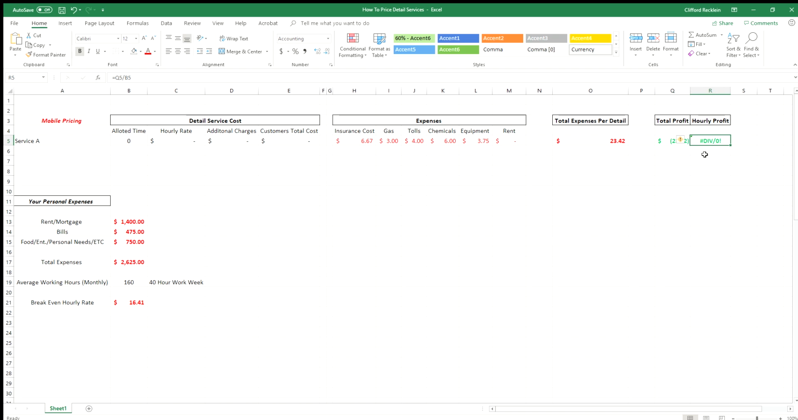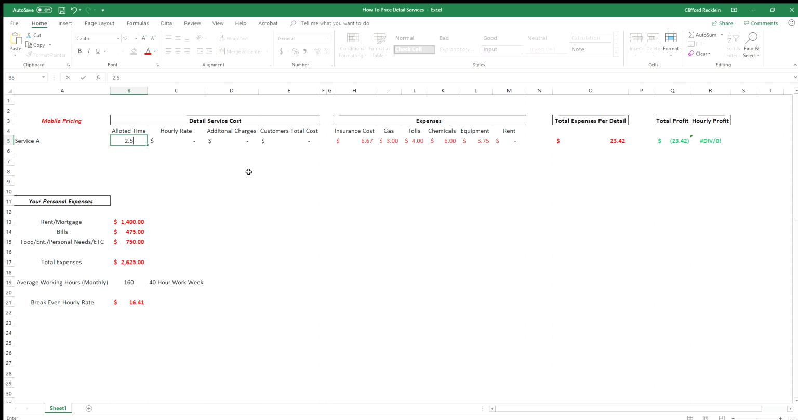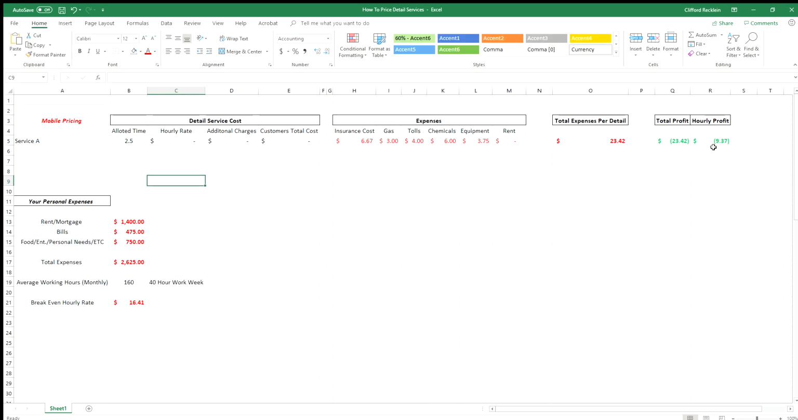So since this number right here is kind of mishmashed, we need to now focus on detail service costs. And how to come up with that, we're first going to figure out, okay, whatever service A is, how long is it going to take me realistically to finish? So let's say it's a full exterior detail, right? Everything under the sun besides paint correction and ceramic coating, but you're doing clay barring, iron X, you're polishing the exhaust tips, you're cleaning inside and outside of the wheels, door jambs, everything, right? So it takes you 2.5 hours to finish that job. Now that we have that, we now know that our hourly rate is negative $9.37.